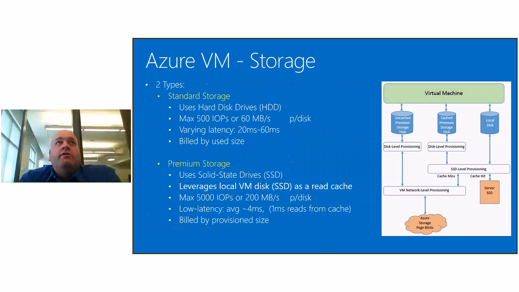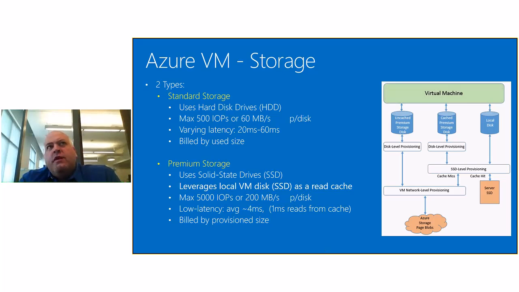Continuing on the VM storage, as I mentioned, we have 2 different types of storage that you're allowed to set up when you set up a VM using your storage account. You've got standard storage. Really think of standard storage as your moving parts hard drives. So you still have your spindles and your disks spinning. Uses, like I mentioned, hard disk drives, a max of 500 IOPS or 60 megs per second per disk. Varying latency, 20 milliseconds to 60 milliseconds, and the difference here is it's billed by used size. So if you allocate a terabyte of data in standard storage and you only use 500 meg, you're only paying for 500 meg.